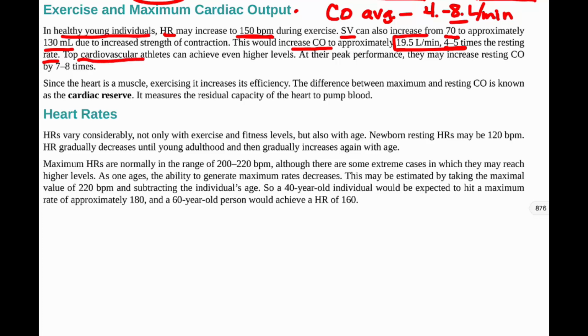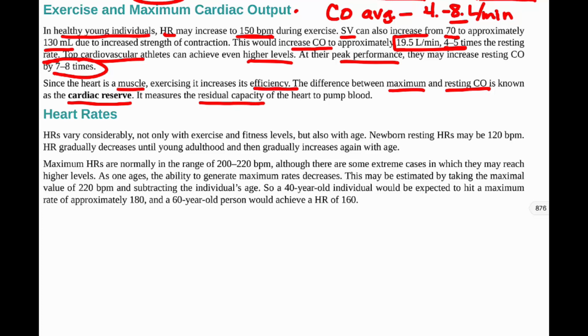Top cardiovascular athletes can achieve higher levels, of course. At their peak performance, they could even do 7 to 8 times that. Since the heart is a muscle, exercising it increases its efficiency. The difference between maximum and resting CO is known as the cardiac reserve. So it measures the residual capacity of the heart to pump blood.